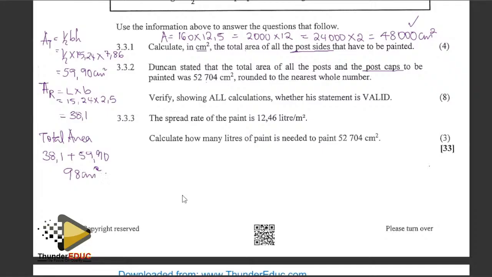But remember, these are going to be applied on the 12 posts. So we shall multiply by 12. And times 4. Remember, there are 4 triangles. You're supposed to multiply here by 4. So you end up having 4,000. This is the area for only the post caps. Then plus the area of the post sides.